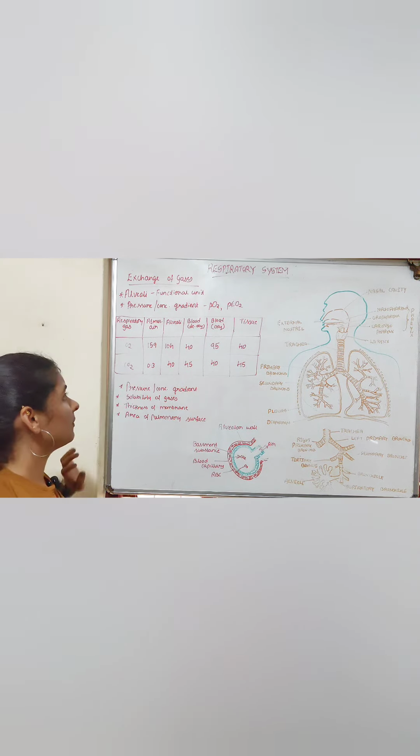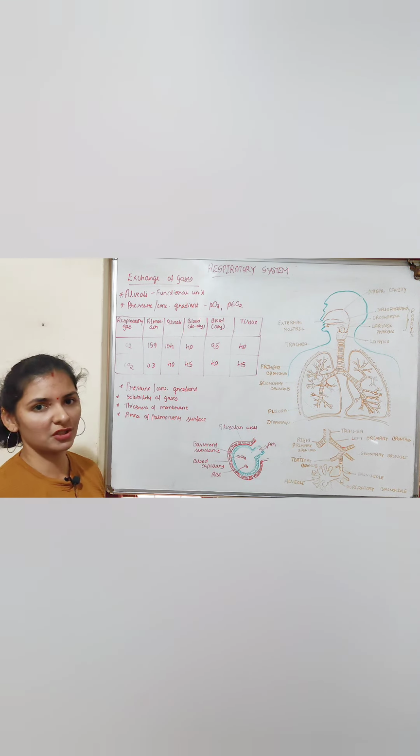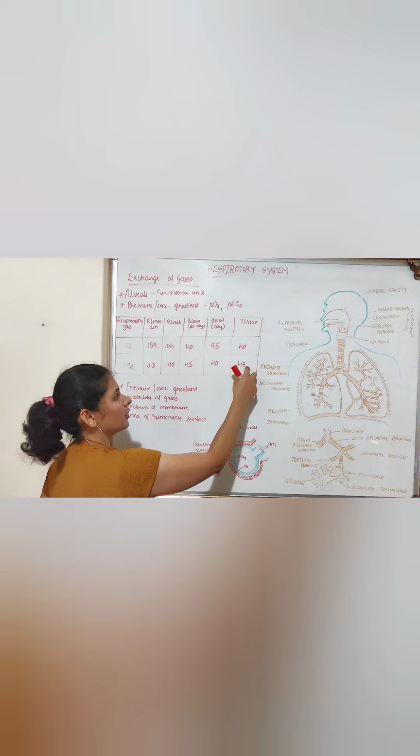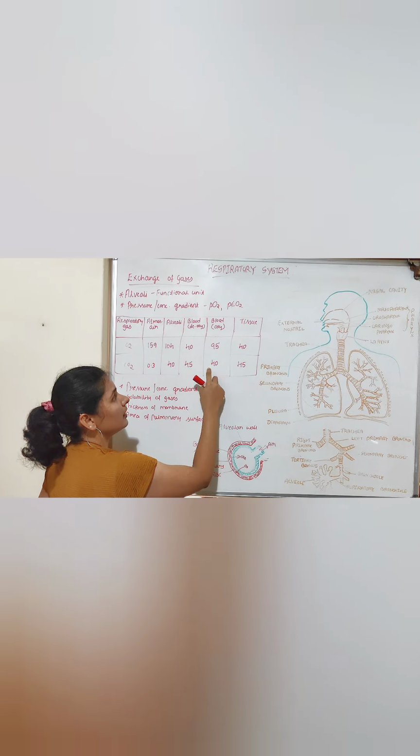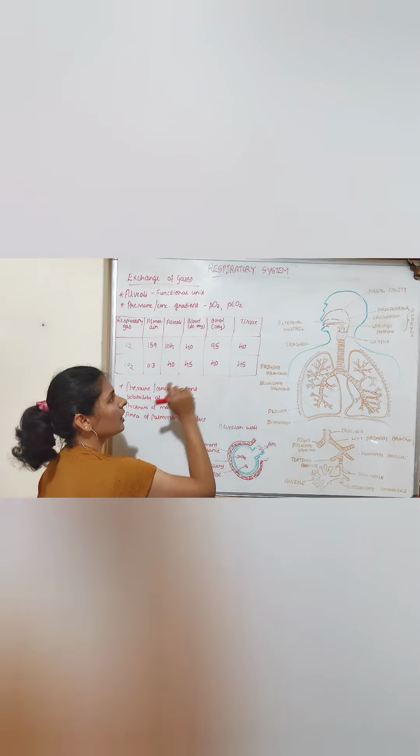The partial pressure of carbon dioxide at the tissue level is 45, because carbon dioxide is produced in the tissue or the cell. So 45, whereas in the blood the partial pressure of carbon dioxide is 40. So it is higher in the tissue than the blood. That's why carbon dioxide moves from tissue to the blood.